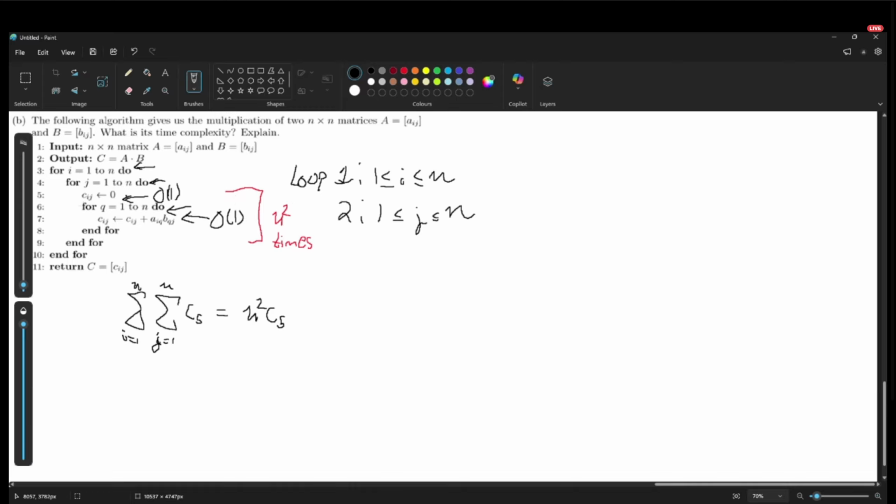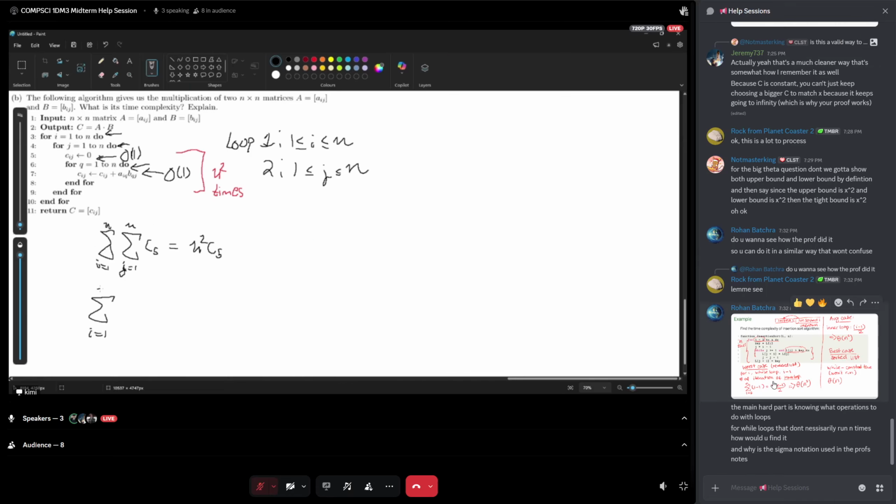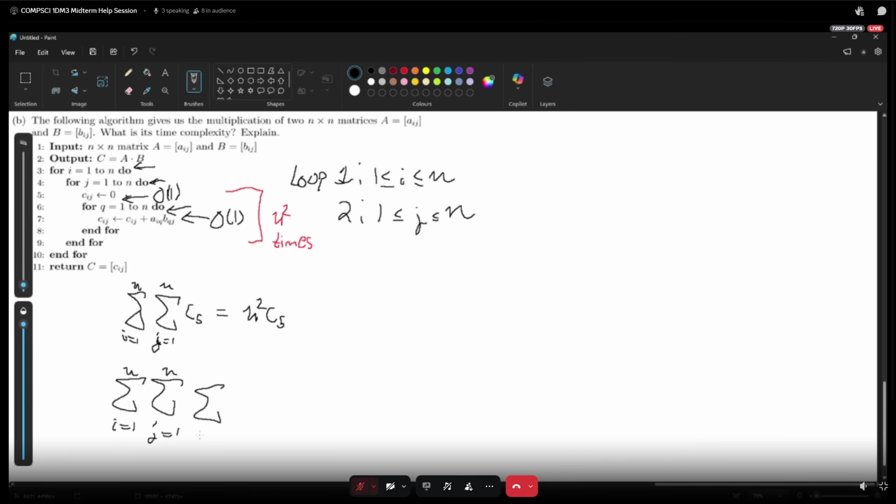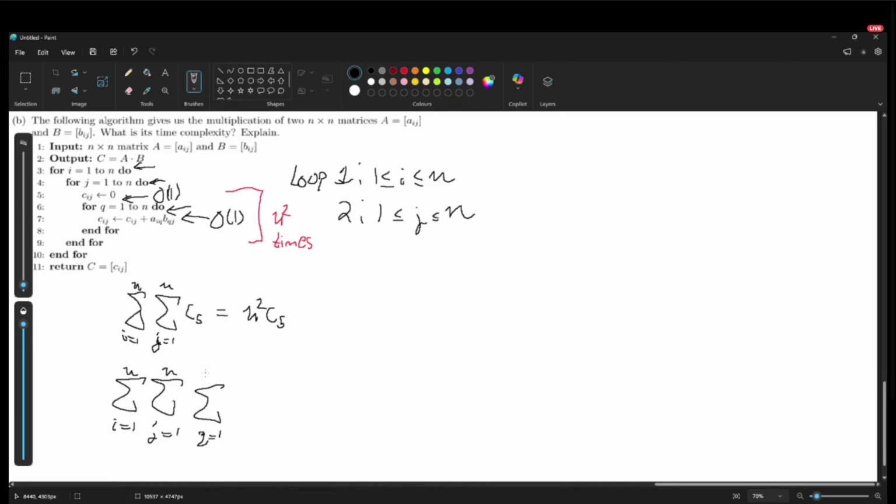Now for C7 in particular. Now, q is going from 1 to n. So that's exactly n times, right? Okay, so C7 is basically saying, let i run, let j run, and then also let q run from 1 to n of C7, which is exactly equal to n cubed times C7, right?